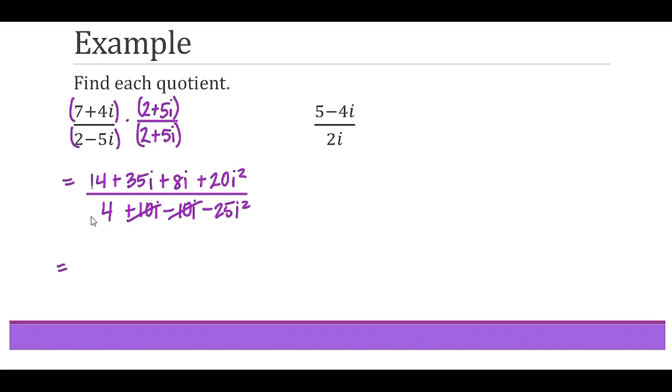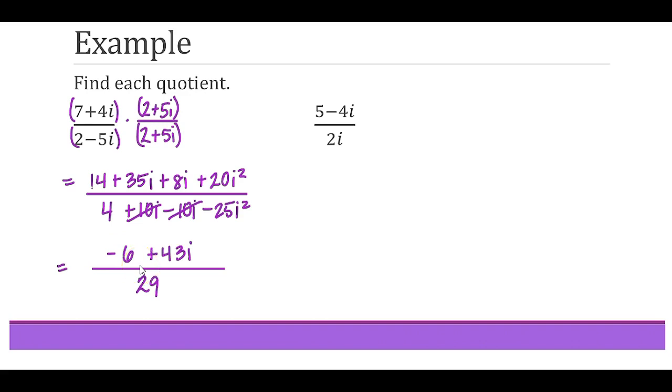So that should always happen here. The denominator should turn into just the real part of a complex number, so just 29 in this case. In the numerator, the i squared is a negative 1, so this will be a negative 20 plus 14, so that's going to give me a negative 6, and 35i plus 8i is 43i, so plus 43i.